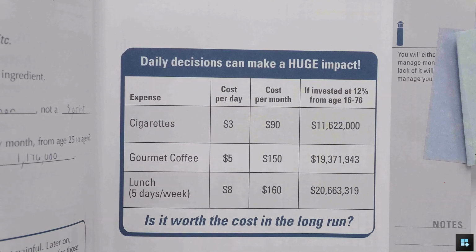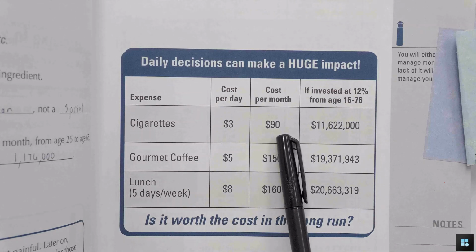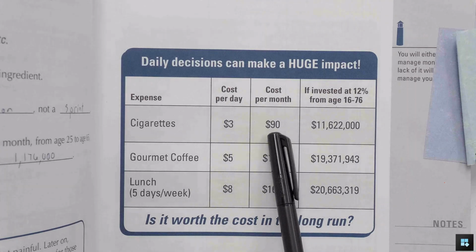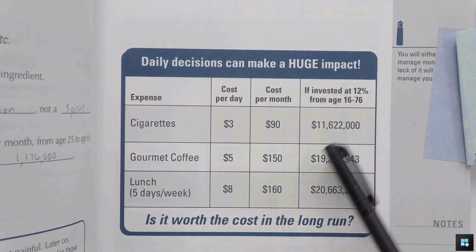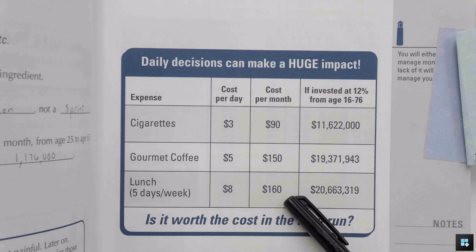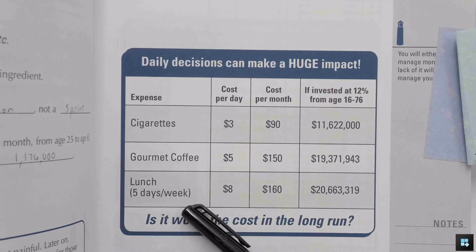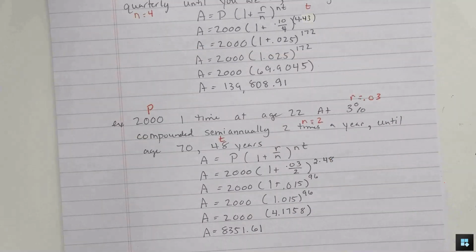Here he has some ways that you could be saving money. Probably most of you don't smoke. That was another big thing in the 90s. But if you could save $90 a month at 12% and you save it for 60 years, look at that, over $11 million. If you save $150 a month for 60 years, over $19 million. $160 a month, that's from eating a bag lunch instead of going out to eat. $20 million. So money can grow. That's why Ben Franklin said, interest is the force that will change your lead into gold.